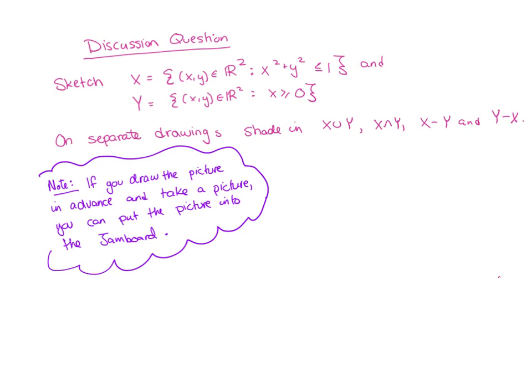Let's end with a few discussion questions. The first one is I want you to sketch these two sets. One is the subset of R2 where x squared plus y squared is less than or equal to 1. And the other is a subset of R2 where x is greater than or equal to 0. So draw them on separate diagrams and then think about their union, their intersection, and their difference in the two different orders. I encourage you to draw this out before class on a nice piece of paper, and then you can just take a picture with your phone or something, and then you can put that picture into the Jamboard for a class discussion.